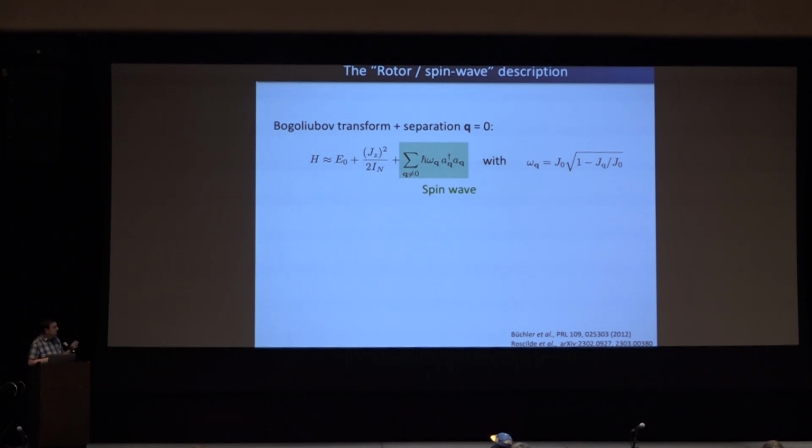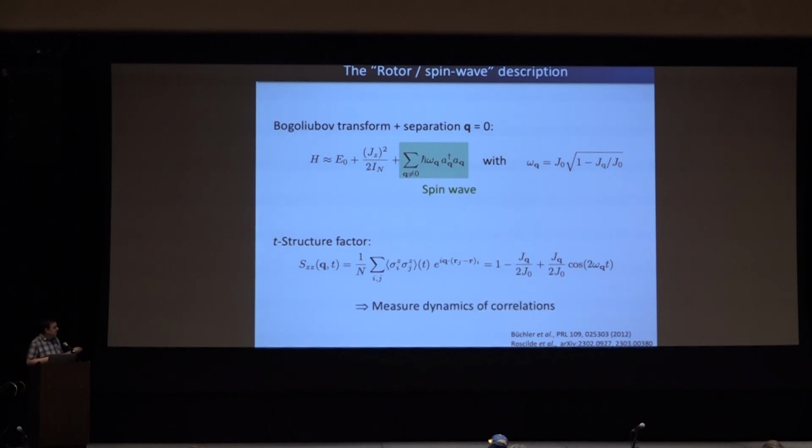Okay. Something which is very interesting is that one can define a temporal structure factor that is nothing else but the Fourier transform of the correlations around Z. And this is very interesting because now if you have access to this structure factor as a function of time, then you have access to the dispersion relation in this system. Okay. So that means that by measuring the dynamics of the correlations, one can obtain this dispersion relation.